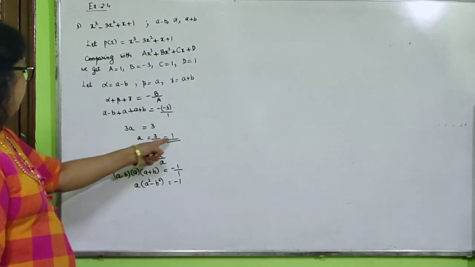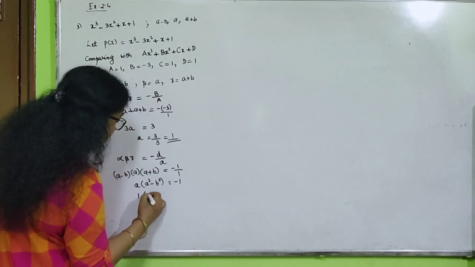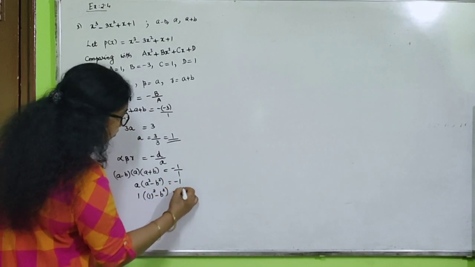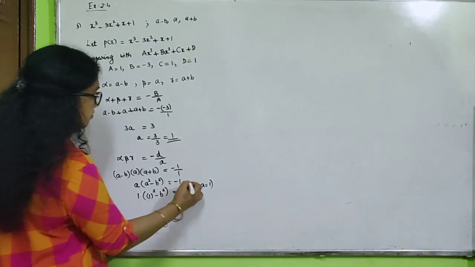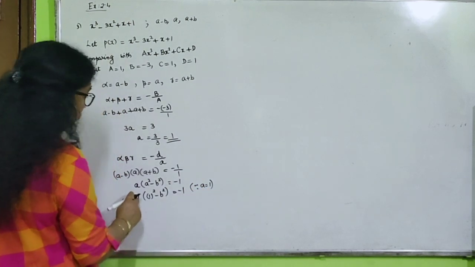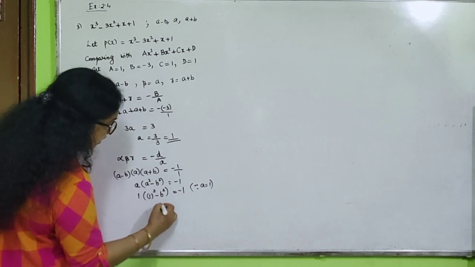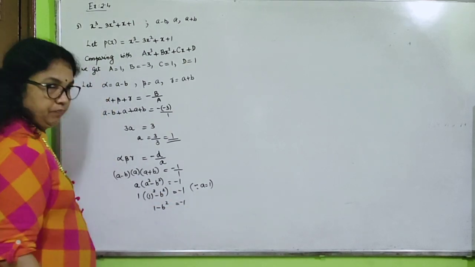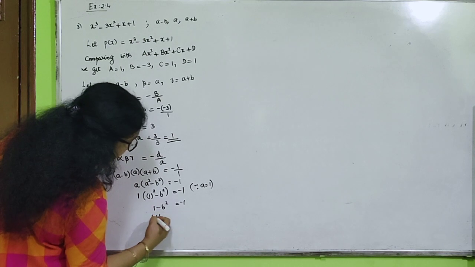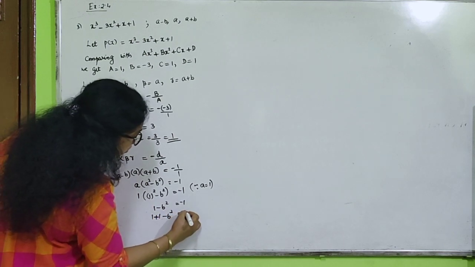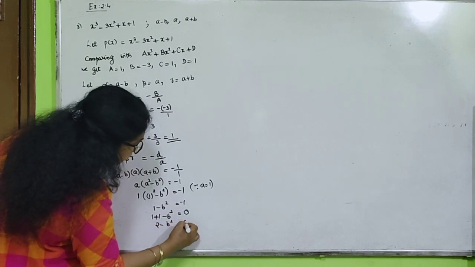Now, A's value we got is what? 1. So, now, 1 into 1 square minus B square equal to minus 1, since A equal to 1. So 1 minus B square equal to minus 1. Now take this minus 1 to this side. So minus or minus 1, 1 plus 1 it will become 2. Minus B square equal to 0. Minus 1 we taken to this side, so here it is 2. So 2 minus B square equal to 0.